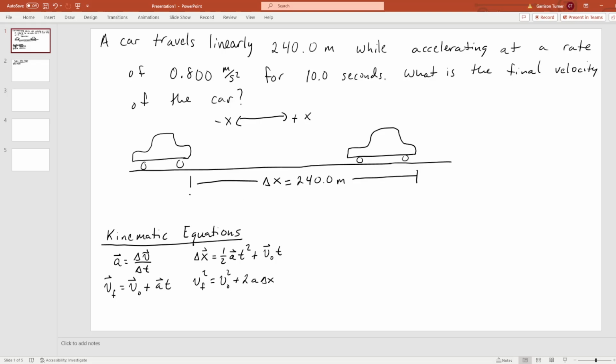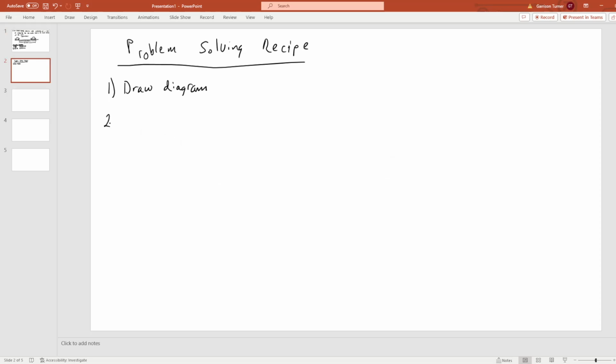And as a matter of fact, there's one more thing I want to put here. And step two, define a coordinate system. This is going to be particularly important when working with vectors. Okay. Number three, list your given information.